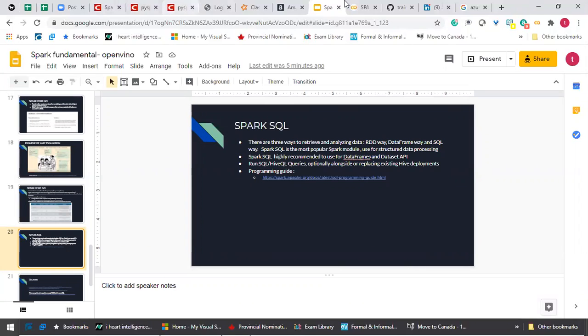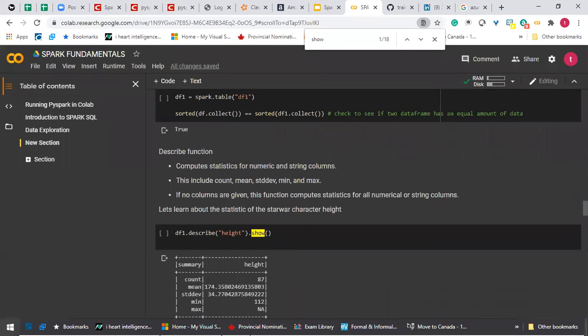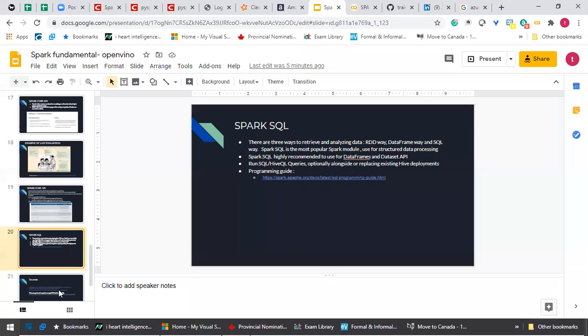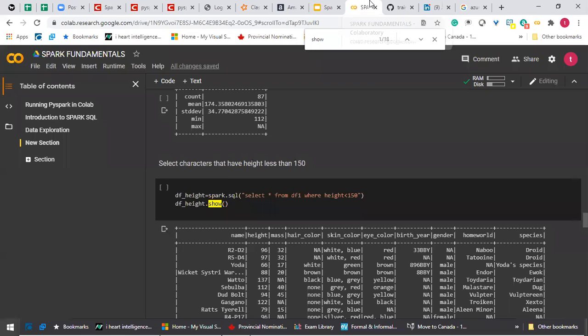Spark SQL is very easy. I want to introduce this because it's the easiest way to start with Spark. Spark SQL is basically really similar to normal SQL. So, you know, select all from data frame one, and so on. So start with this. It will be easier for you guys. I think that's it for the materials I have.